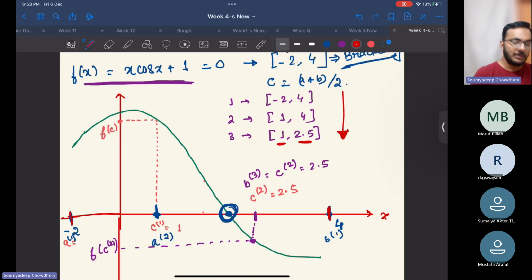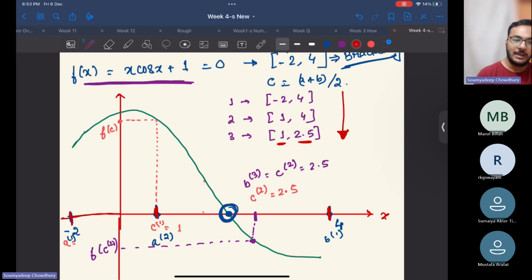So what does the bisection method tell me? It tells me that you constantly try to shrink the interval such that at every iteration you bisect the interval. That is, your limit is between minus 2 and 4, so you find the midpoint of that. What is the midpoint of minus 2 and 4? It is 1, right? Then you find the value of the function at that midpoint.